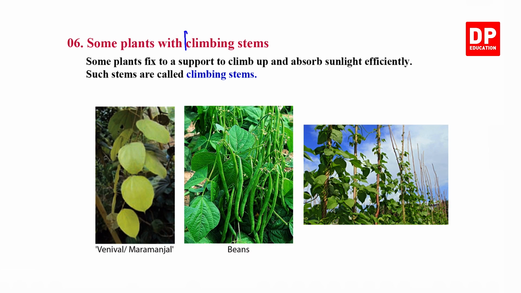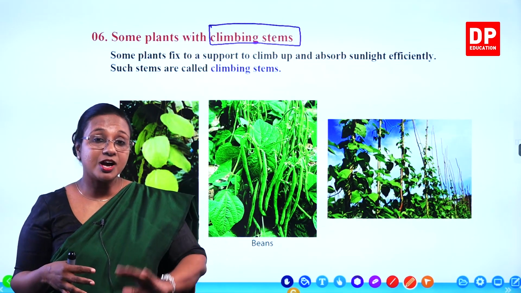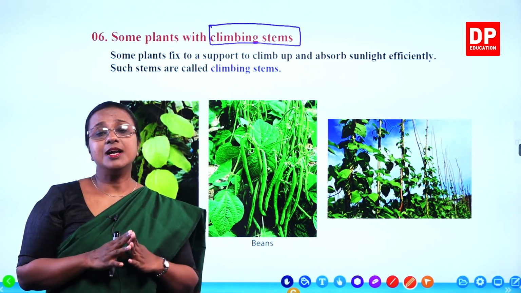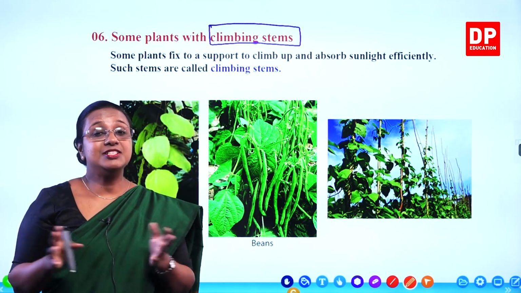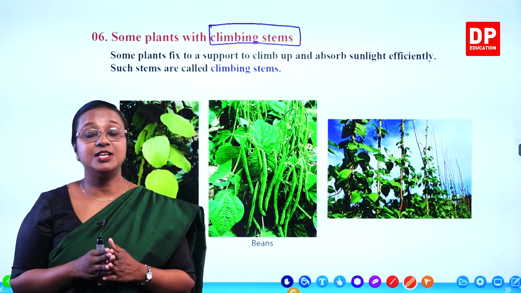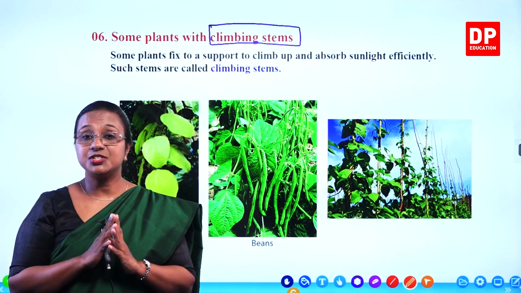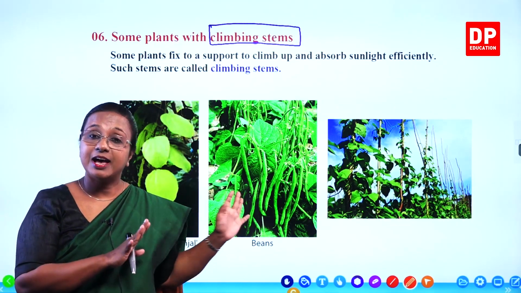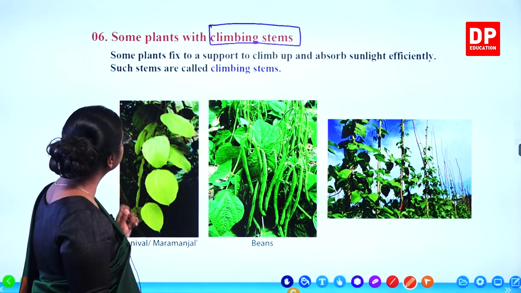Some plants with climbing stems. Next one. You know what climbing is? We normally climb the stairs. So that means we are going to a higher level, higher elevation. So why do plants need to climb? We have discussed that before. They arrange the leaves in a certain order, the leaf arrangement, so that they can get a lot of sunlight. So always plants try to absorb more sunlight. In order to do that, they have different adaptations. So one such adaptation is the climbing stems.